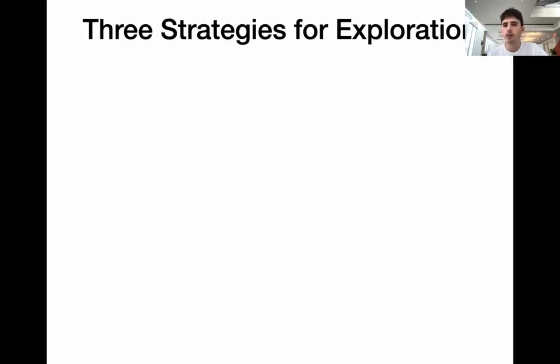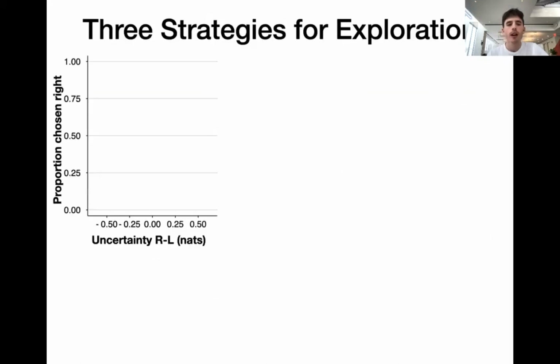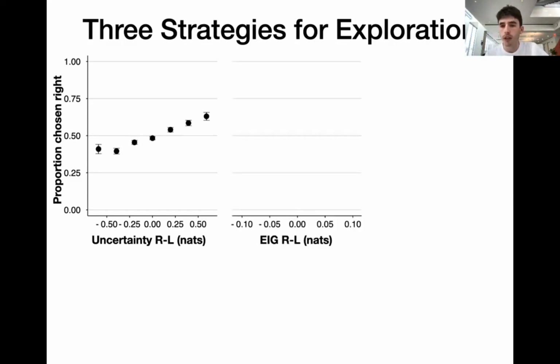So how did they explain choices of tables? If we look at uncertainty, what matters is relative uncertainty, the difference between the uncertainty for the table on the right and the one on the left, in order to choose between them. And we want to see how that, plotted on the x-axis, explains the proportion of actual right table choices. If uncertainty is the strategy participants are using, we expect a positive relationship here. And indeed, that is what we see. How about the optimal strategy, information gain?